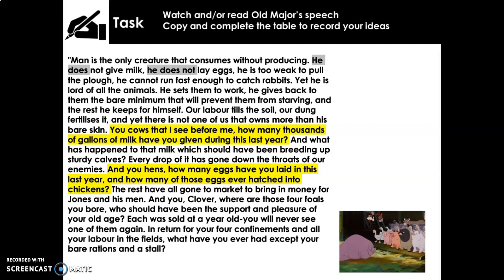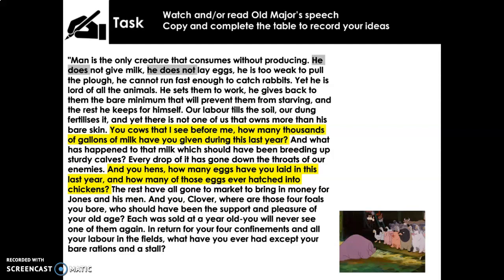And you, hens, how many eggs have you laid in the last year? And how many of those eggs have ever hatched into chickens? The rest have all gone to market to bring in money for Jones and his men. And you, Clover, where are those four foals you bore, who should have been the support and pleasure of your old age? Each was sold at a year old. You will never see one of them again. In return for your four confinements and all your labour in the fields, what have you ever had except your bare rations and a stall?